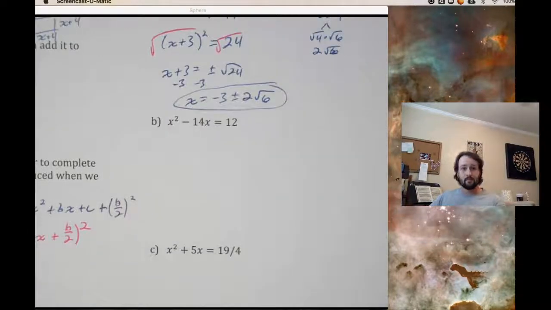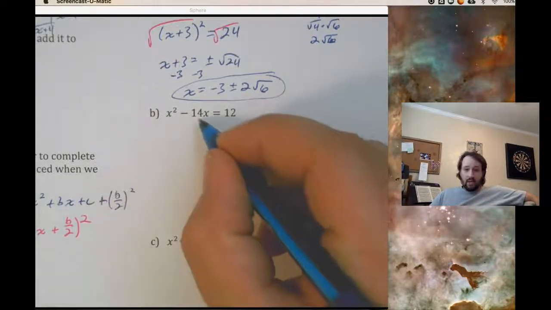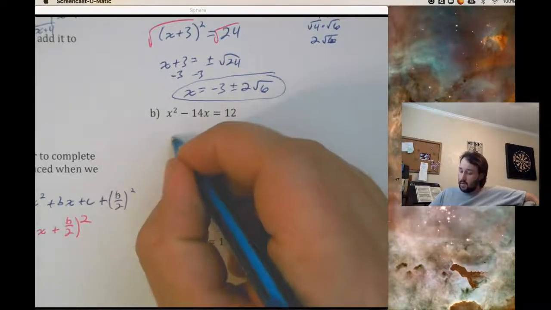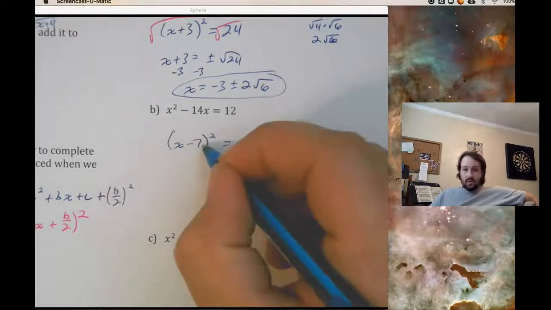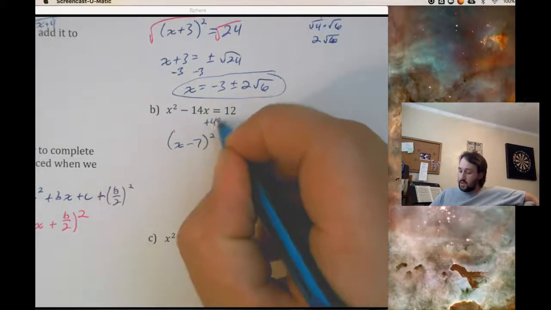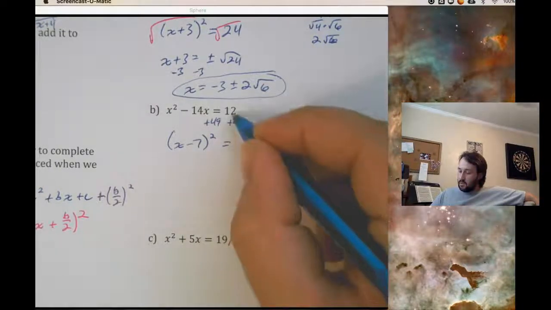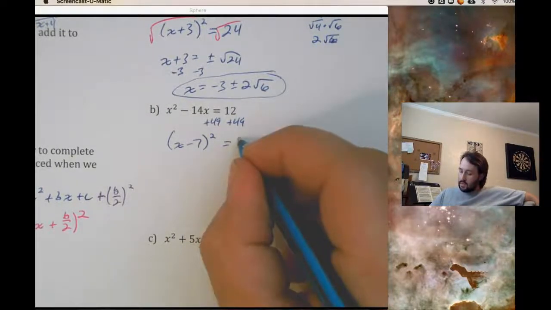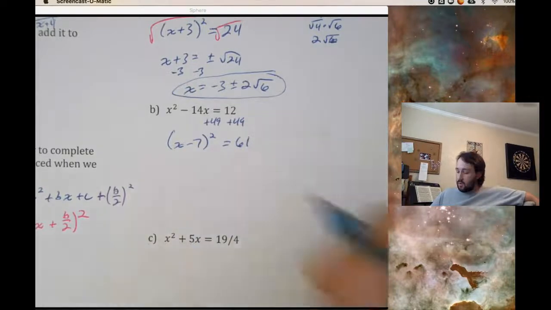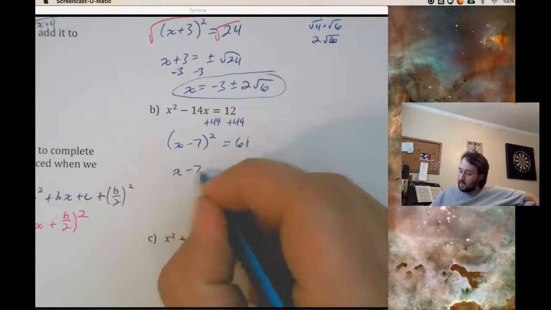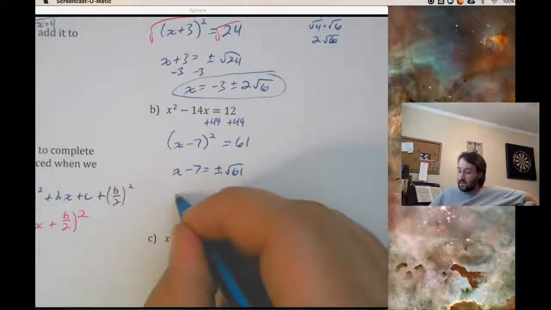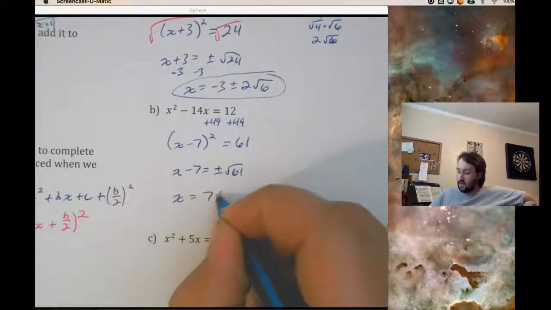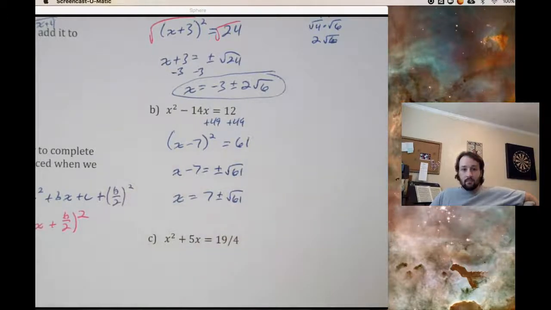All right, moving on. So here, half of our b would be negative 7, so we have x minus 7 squared equals. Now if I take that negative 7 and square it, it would be plus 49 on both sides. So 12 plus 49 would be 61. And then I can take the square root of both sides. Don't forget that plus or minus. Square root of 61 does not break down anymore. I believe that even is a prime number. And then just add the 7 to the other side. So you have x equals 7 plus or minus the square root of 61. That's it.